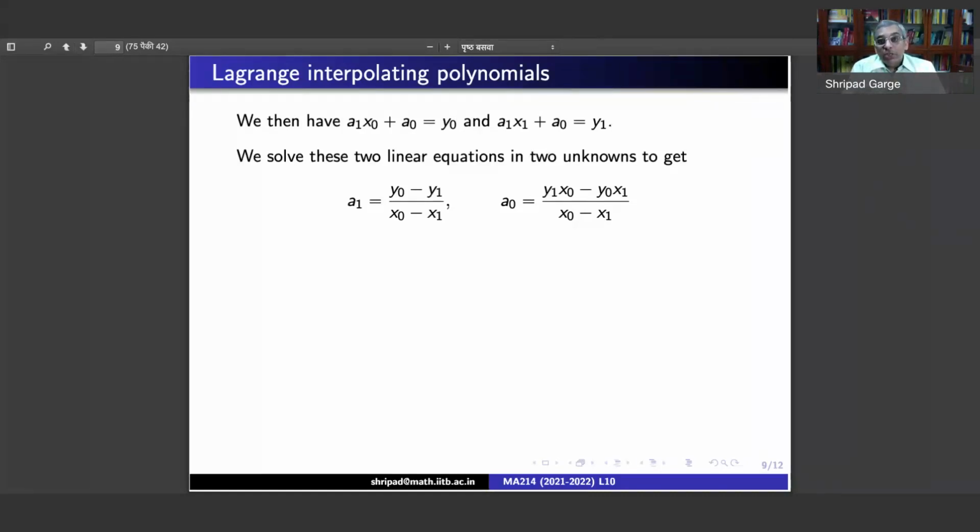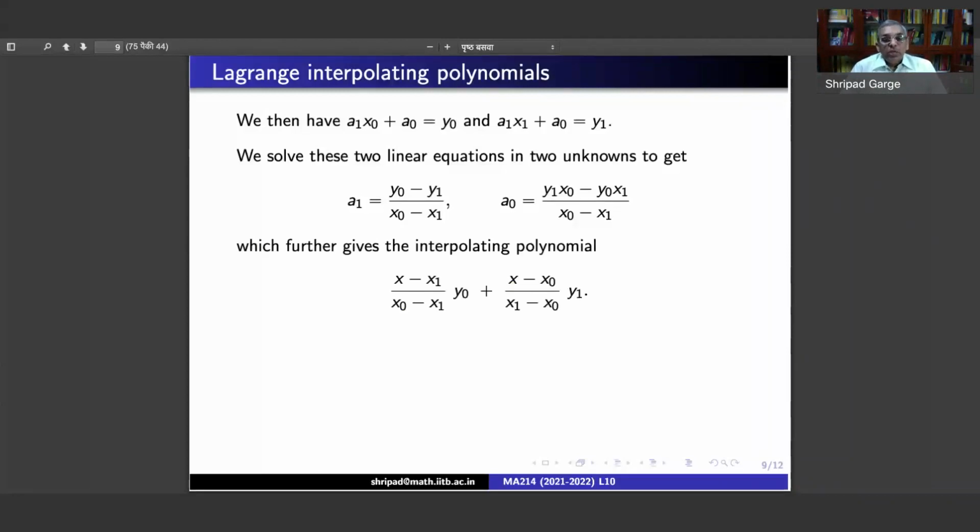So there is a linear polynomial that will work, and we know this, meaning we have been learning this from school, that whenever you have 2 points on the plane, you can join them by a straight line. There is a unique line which passes through these two distinct points. So that we get. This is the interpolating polynomial, which I will write in a slightly different way. I am going to write it as x minus x1 upon x0 minus x1 into y0 plus x minus x0 upon x1 minus x0 into y1. This is how I am writing it.